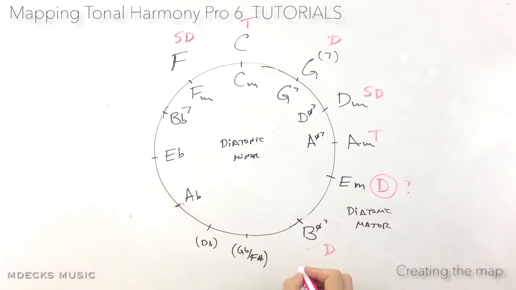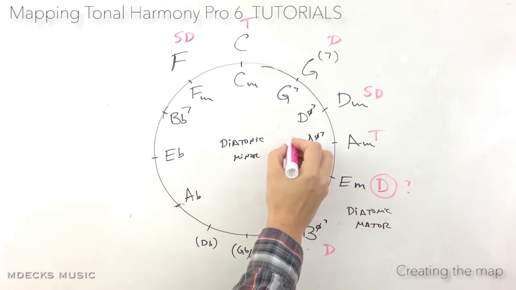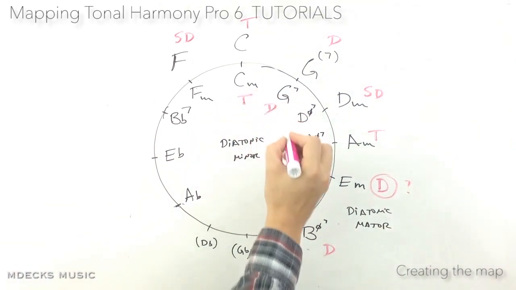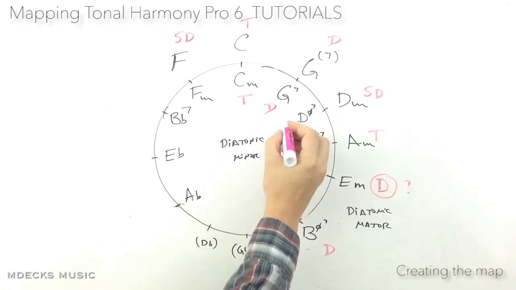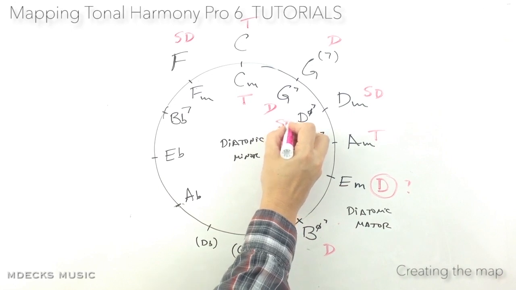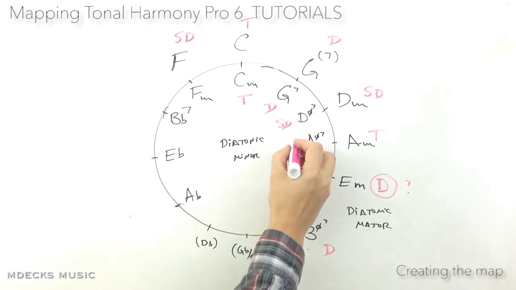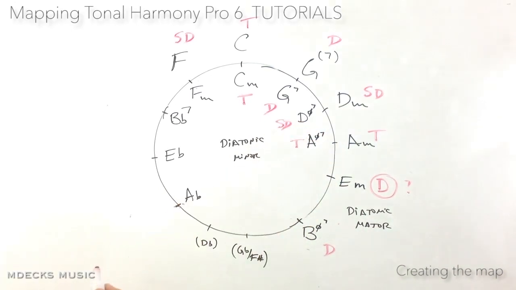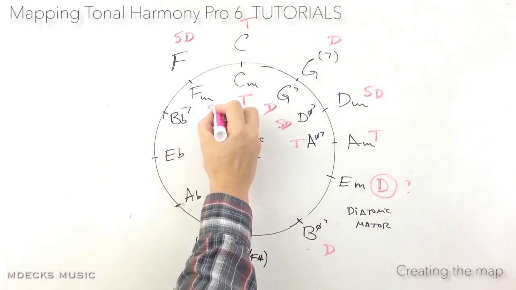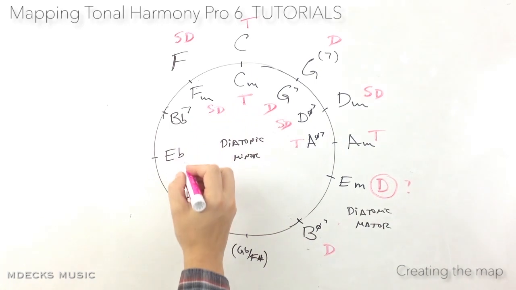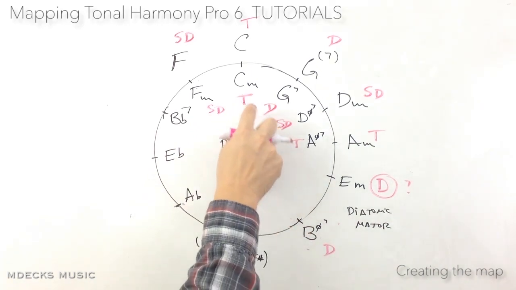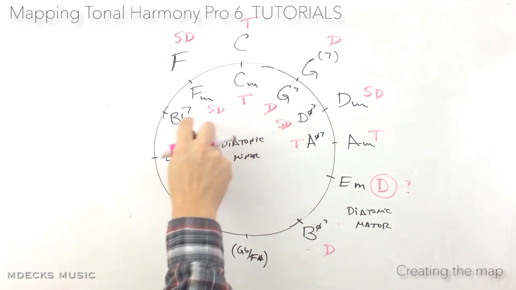Let's see the minor. C minor is the 1, of course. G7 is dominant. D minor 7 flat 5 has both the 4 and the flat 6, so it is subdominant. And the A flat major 7... the A half diminished is tonic. The F minor is subdominant, has the 4 and the flat 6. B flat 7, okay. Tonic, subdominant, dominant, tonic, subdominant.